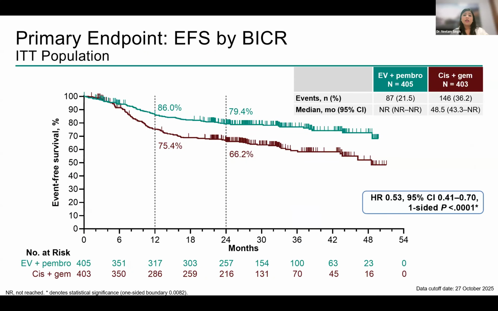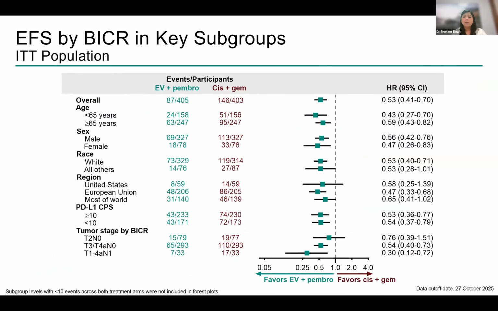Coming to the primary endpoint, event-free survival, there is a hazard ratio of around 0.53, showing a 47% relative risk reduction, with around 86% EFS at 12 months and around 79.4% EFS at 24 months. Even in the subgroup analysis, we can see that all subsets have majorly benefited with the EV pembro arm. Irrespective of PD-L1 status, both more than 10 and less than 10 have benefited with EV pembro. You can see some places where it has crossed, one reason being the low event numbers.